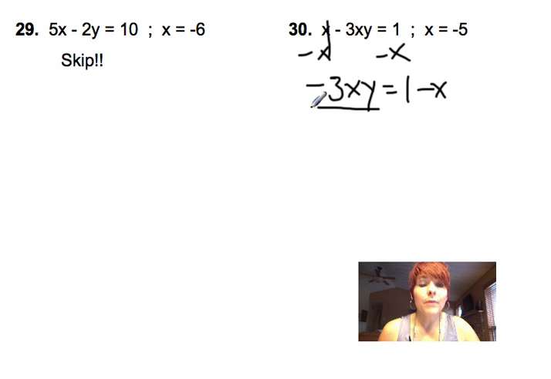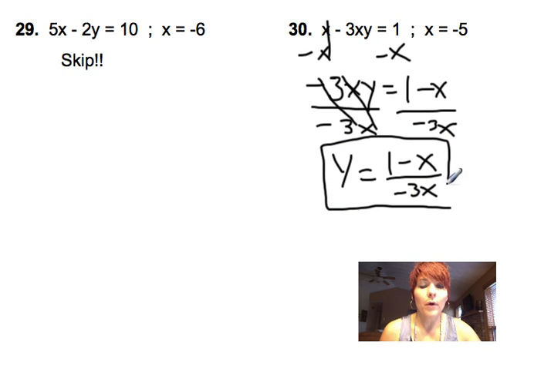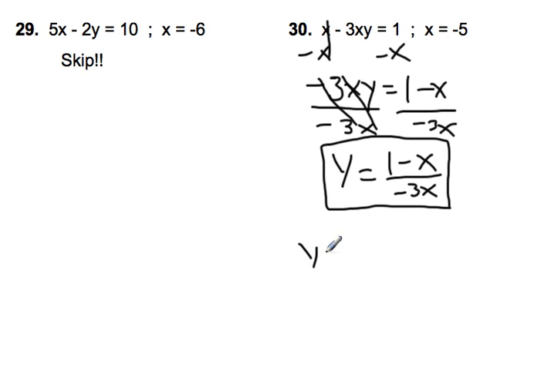Now we're going to divide both sides by negative 3x. And then what happens is these negative 3's factor out, these x's factor out, that leaves us with 1y equals 1 minus x over negative 3x. So there we have solved that one for y. Now we're going to take the negative 5 and plug it in. So we've got y equals 1 minus negative 5 over negative 3 times negative 5.